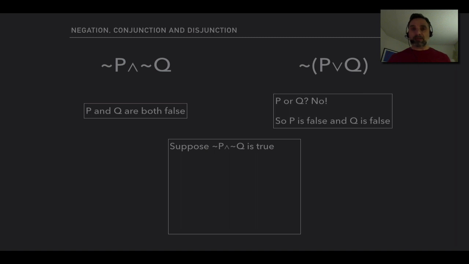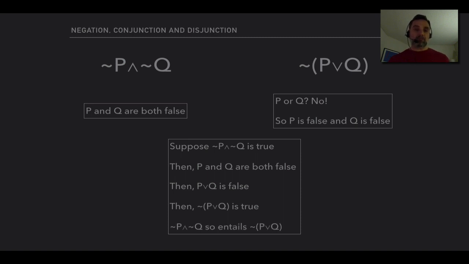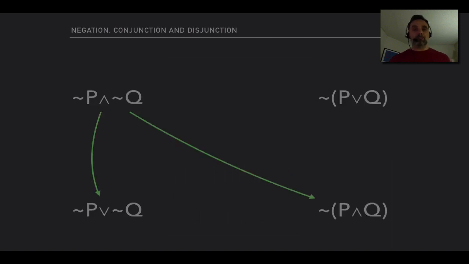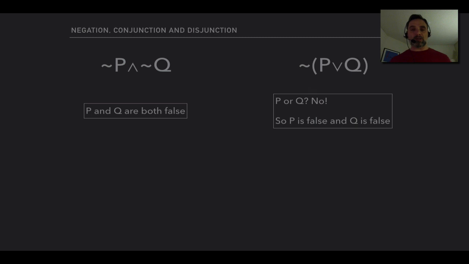So let's think about the entailment relations again. Let's suppose that negation of P and negation of Q is true. That means that negation P and negation Q are both true, and that means that P and Q are both false. Well, if P and Q are both false, then P or Q is false, and therefore negation of P or Q is true. And so if negation of P and negation of Q is true, then also negation of P or Q is true. So we can say that on the top row of our diagram, the left sentence entails the right sentence.